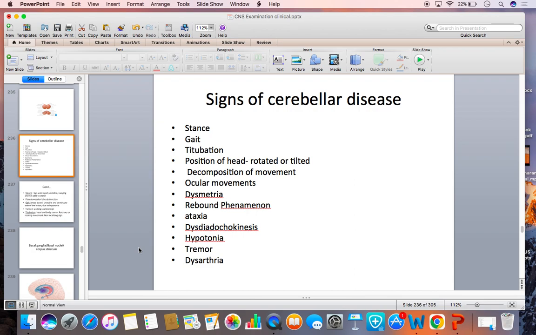To quote some important signs of cerebellar disease, it is a repetition, but we are going to give a little more explanation related to the cerebellar disorders. Signs of cerebellar disorder: stance, gait, titubation, position of the head, rotated or tilted, decomposition of the movement, that is a voluntary movement, ocular movements, dysmetria, rebound phenomena, ataxia, dysdiadochokinesia, hypotonia, tremor, and dysarthria.